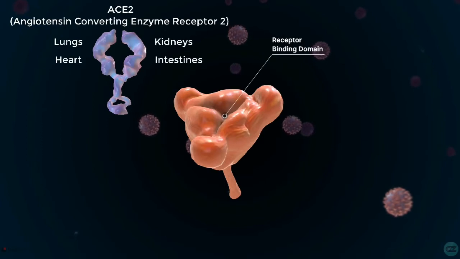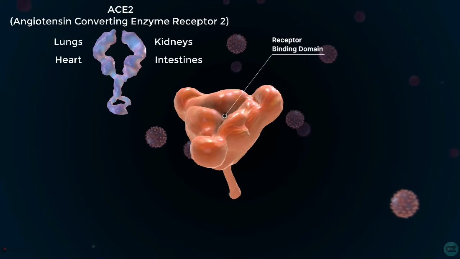It has been shown that this protein binds to the ACE2 receptor with at least the same affinity and potentially as much as 20 times greater affinity than the SARS virus. This could be one of the explanations for the reasons why it's spreading so easily.